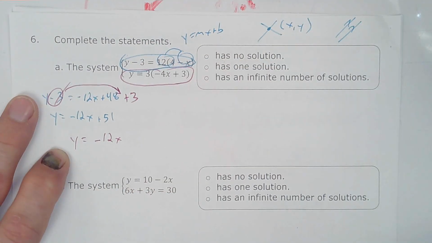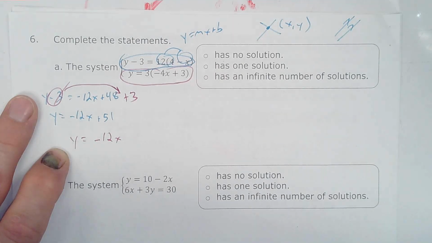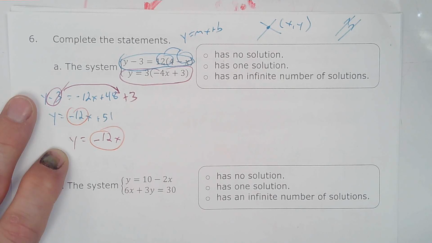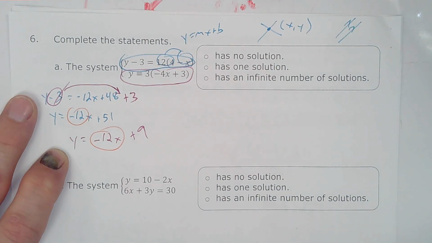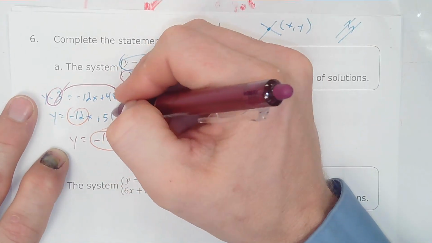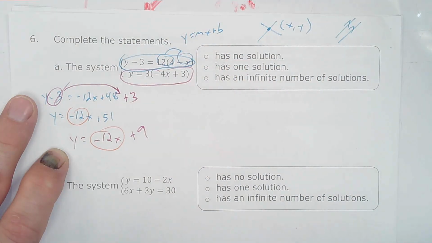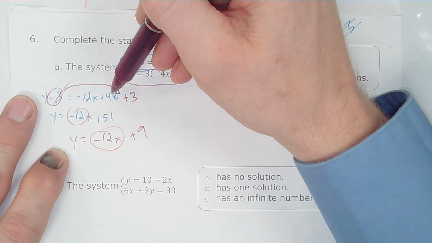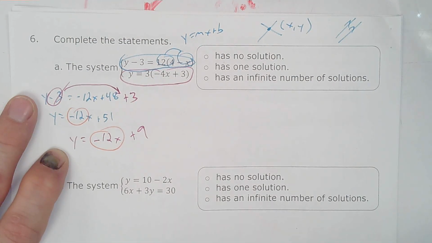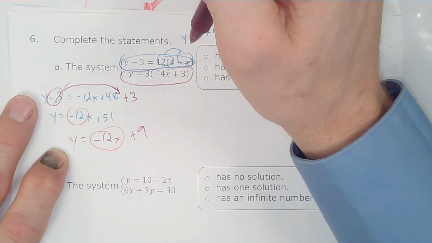What is the same in both equations? The slope. The 12x is the same. So as long as the y-intercept's not the same, this is plus 9. So these are parallel lines. The slopes are the same, but these y-intercepts are different. Question: 51, it was 48? Negative 3 moved over here and became 51, because 12 times 4 is 48.